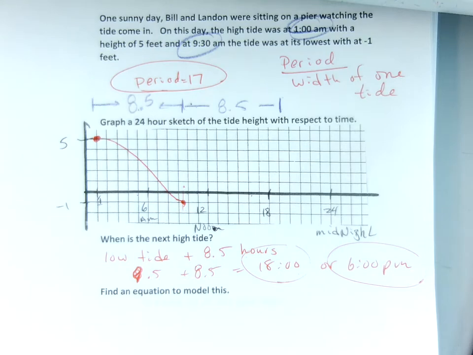I'm going to show it again, okay? This is 9:30, right? That's 9:30, and I'm going to go 1, 2, 3, 4, 5, 6, 7, 8.5 is right. So at 1800 military or 6 o'clock p.m. is my next high tide. Thumbs up, everybody? Okay, good.